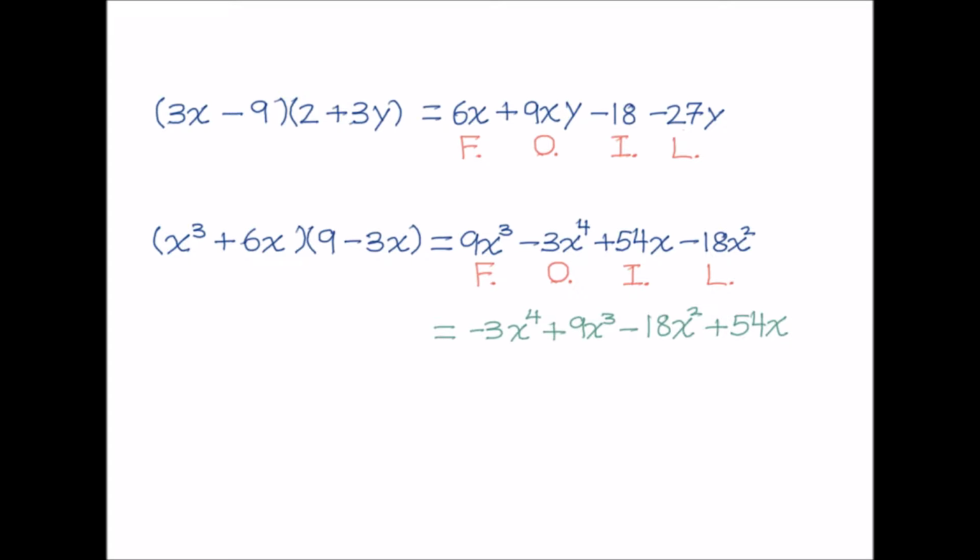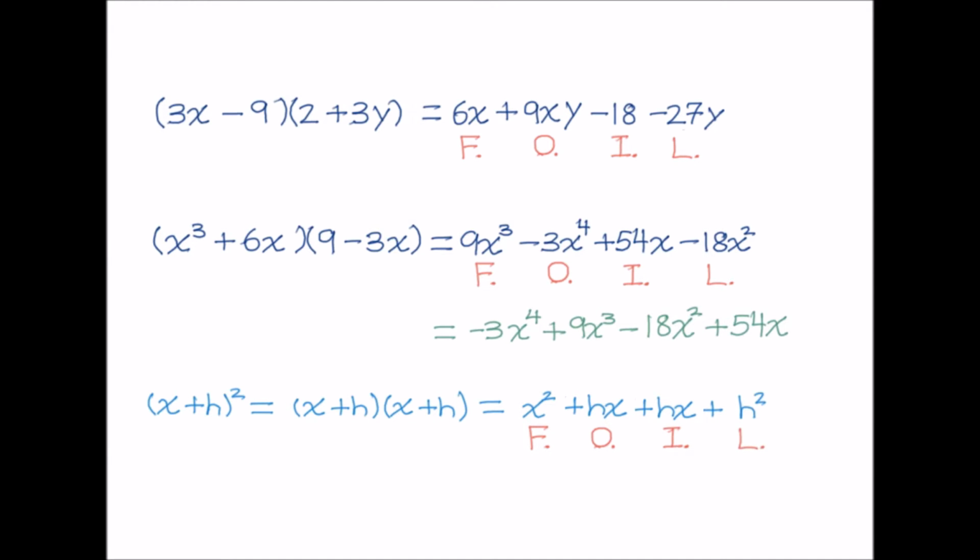And for our last example, we are going to derive the expansion of (x + h)², because (x + h)² comes up a lot in the study of math. So we know that (x + h)² is simply (x + h)(x + h). Our first terms in each binomial are x and x, so we get x² for F. Our outermost terms of the whole expression are x and h, so we get hx for O. Innermost terms are also h and x, so we get hx for I. And lastly, multiplying the last terms in each binomial, h and h, we get h² for L. Combining like terms, we get x² + 2hx + h².